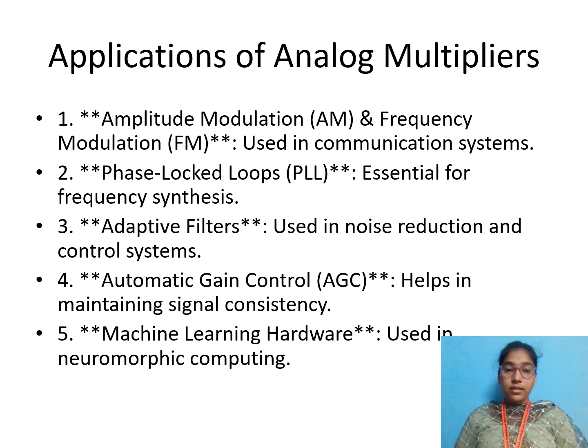Applications of analog multipliers: amplitude modulation and frequency modulation are used in communication systems. Phase lock loops, PLL, are essential for frequency synthesis. In noise reduction and control systems, adaptive filters are used. AGC, automatic gain control, helps in maintaining signal consistency. Machine learning hardware is also used in neuromorphic computing.